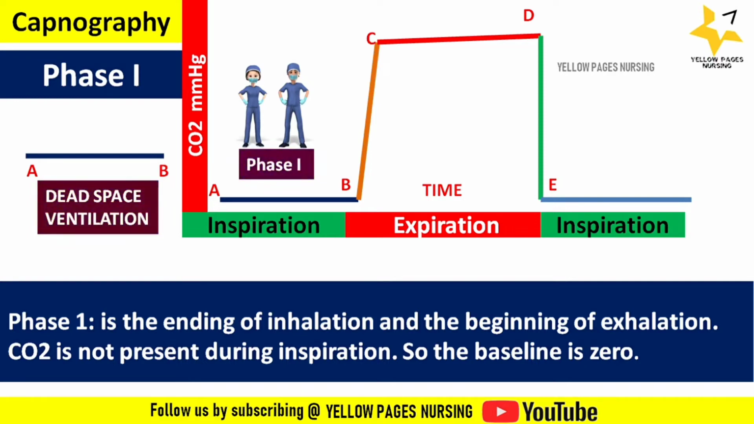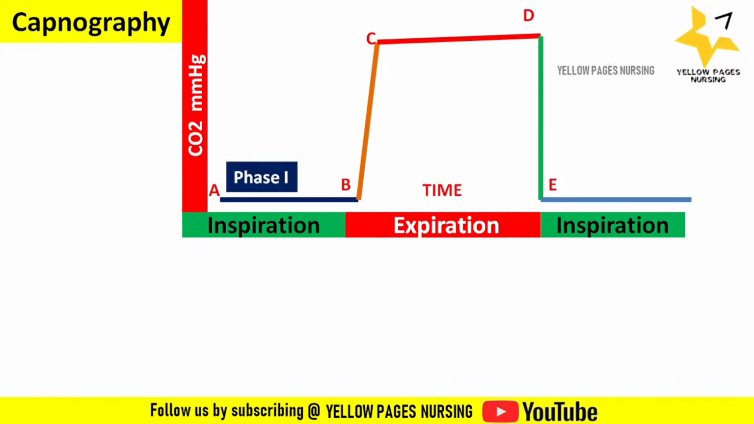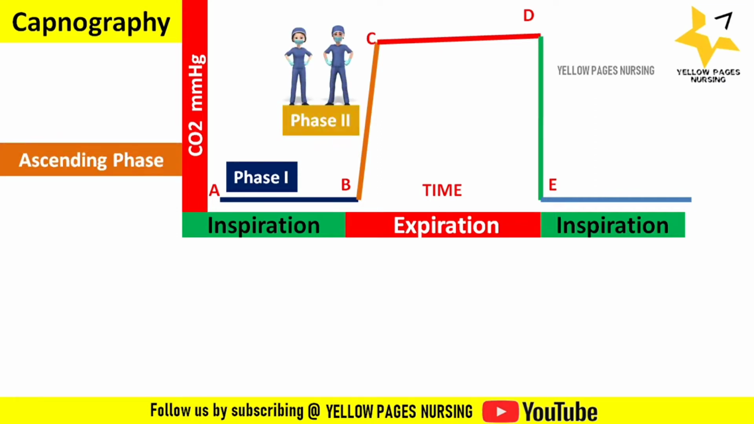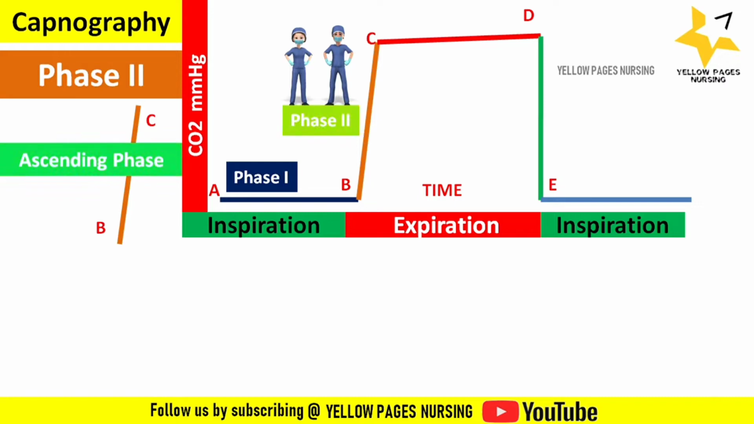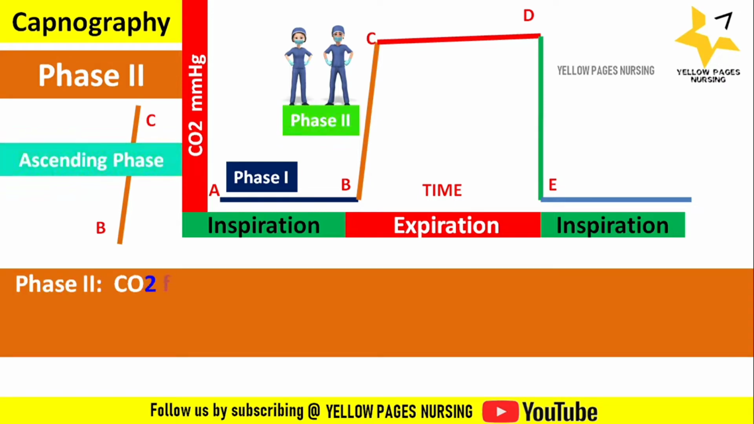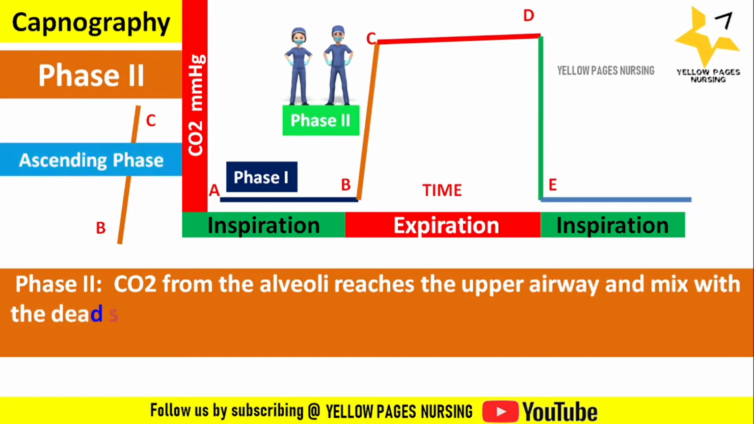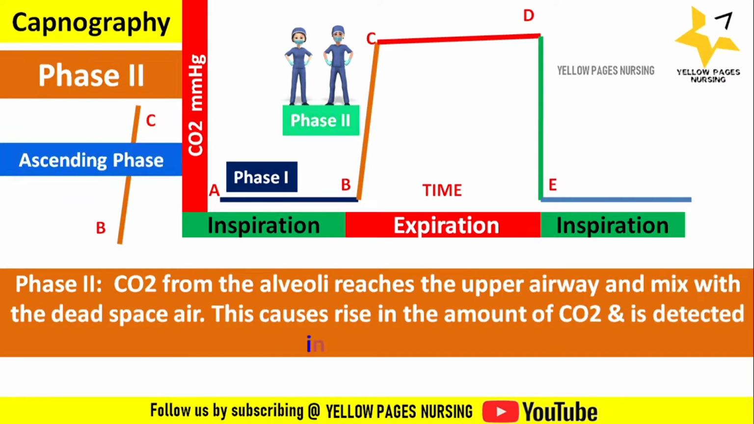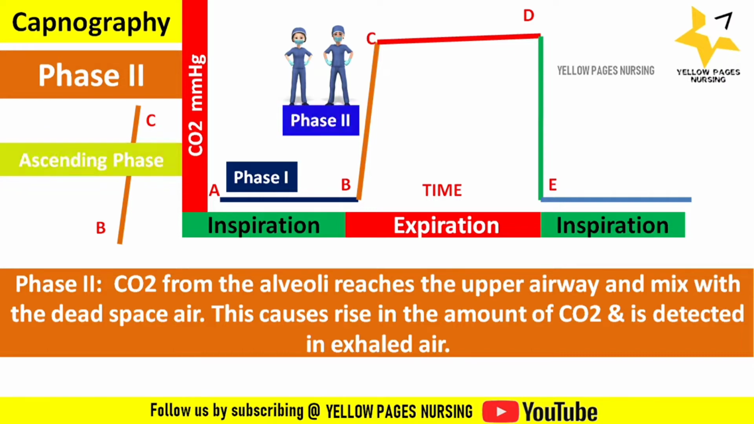Next comes phase 2, which is from B to C and is called the ascending phase. In phase 2, carbon dioxide from the alveoli reaches the upper airway and mixes with the dead space air. This causes a rise in the amount of carbon dioxide and is detected in exhaled air.